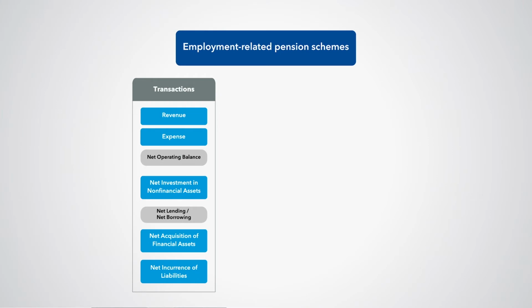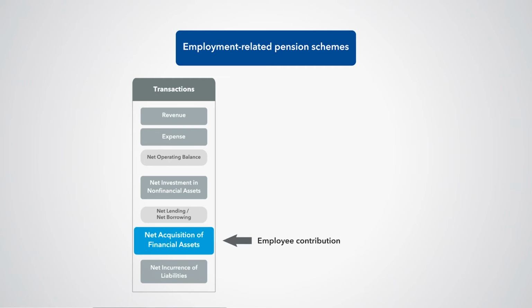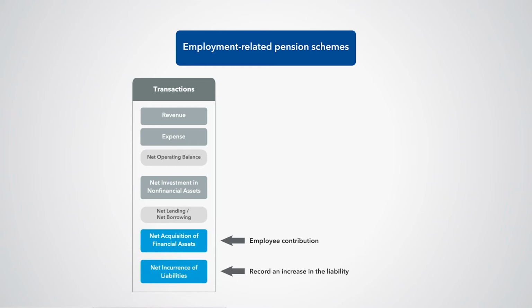If the employee contributes to such a scheme, then this payment cannot be considered revenue by the receiving unit, but will be treated instead as a financial transaction. This is as the contribution payment is directly linked to the increase in the pension liability. Accordingly, the operator of the scheme will receive the payment and at the same time will record an increase in a liability.